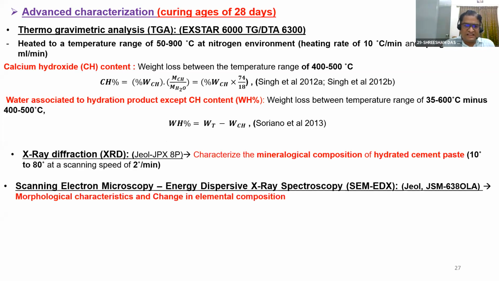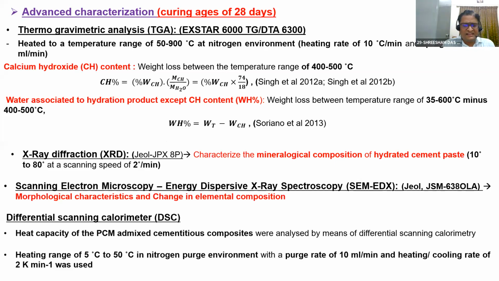Similarly, XRD was done through an X-ray diffractometer, and scanning electron microscopy and energy dispersive X-ray spectroscopy were also carried out. The most important measurement for today's talk is differential scanning calorimetry. I will speak more about this. We took the specimens and did differential scanning calorimetry to understand how much heat energy my material can store. That is very important.